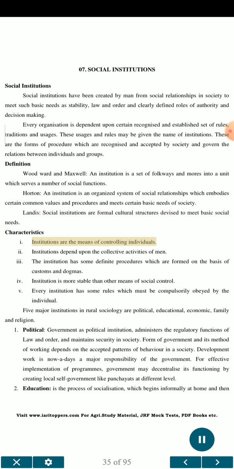Characteristics. 1. Institutions are the means of controlling individuals. 2. Institutions depend upon the collective activities of men. 3. The institution has some definite procedures which are formed on the basis of customs and dogmas. 4. Institution is more stable than other means of social control.